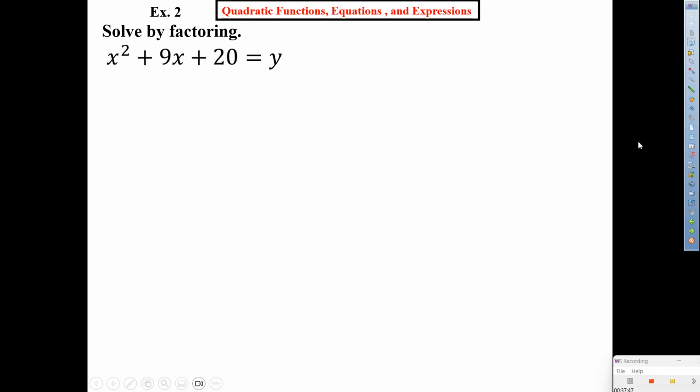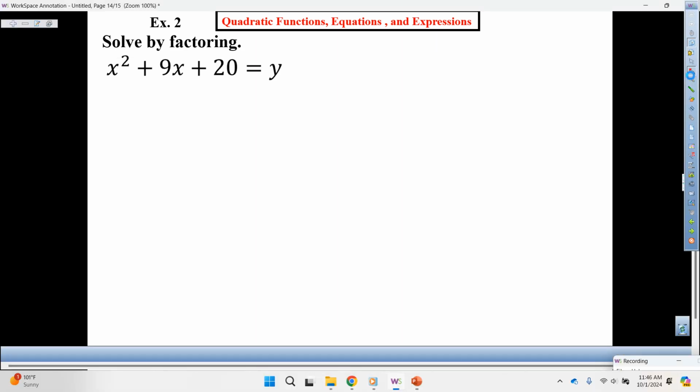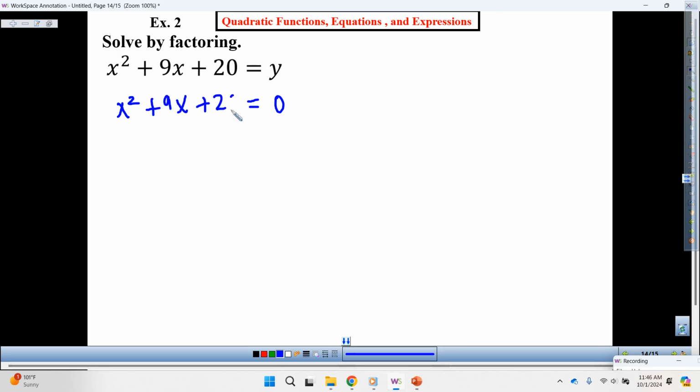All right, stay focused. It's going to go pretty fast. Here we go. Gabriel, step one. Standard form. Let's see. 2, 1, 0 is in standard form. Yes, equal to y. Okay. Step two. To solve any quadratic equation, we always set it equal to 0. So change the y to 0. Let's do this one together. X squared plus 9x plus 20.